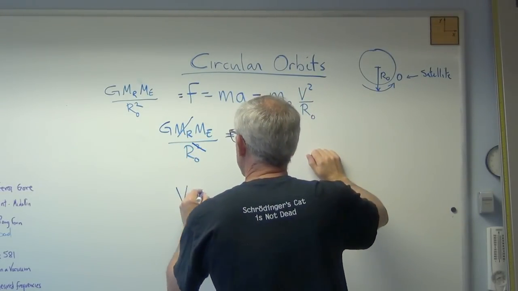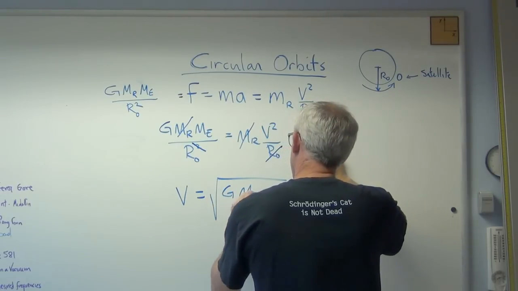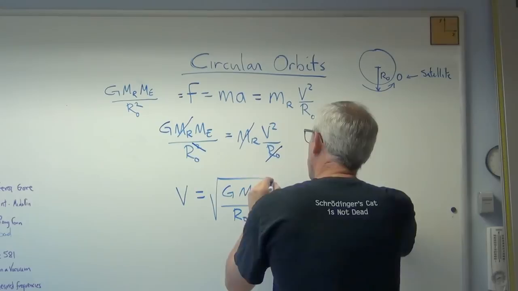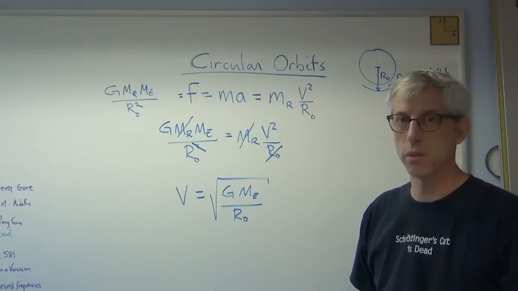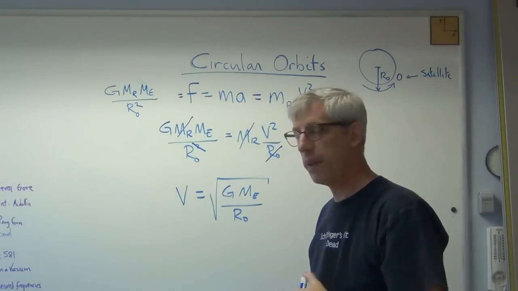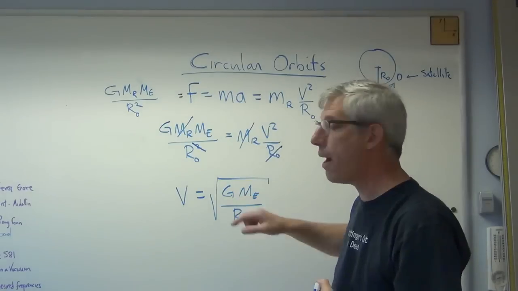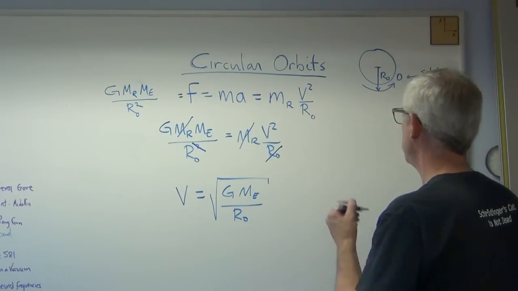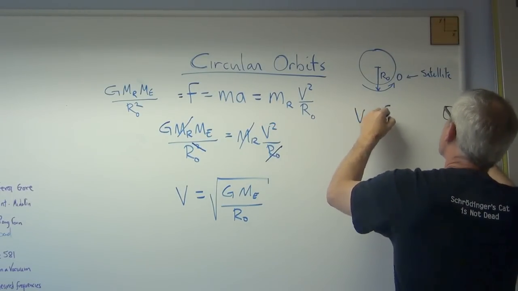So what I'm going to get, once you push a few symbols around, is this. That's the velocity to be in a circular orbit, not an elliptical orbit. That's a little more complicated. But for a circular orbit, that's what you get. It turns out to also be, that's 1 over the square root of 2 times the escape velocity, just in case you're wondering. Let's maybe put this over here and crunch a few numbers.